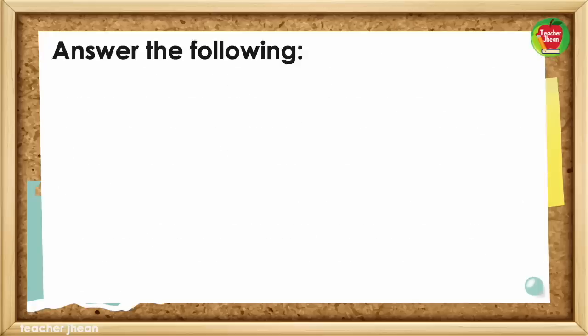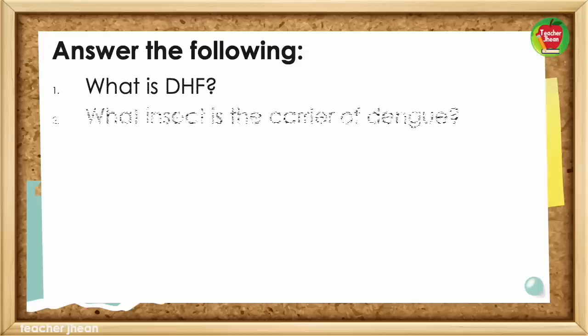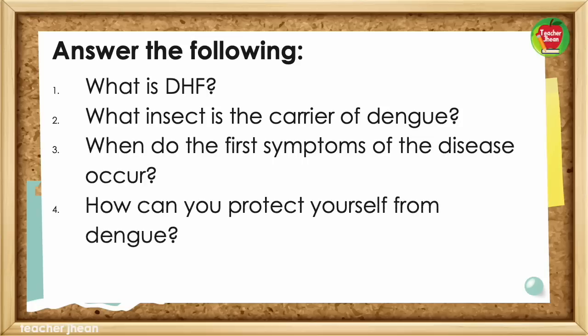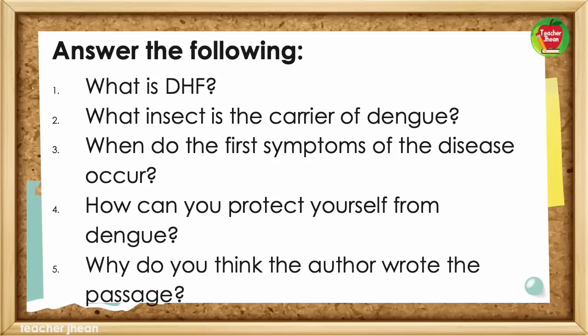Now let us answer the following questions. What is DHF? What insect is the carrier of dengue? When do the first symptoms of the disease occur? How can you protect yourself from dengue? Why do you think the author wrote the passage? What information did you get from the first paragraph?